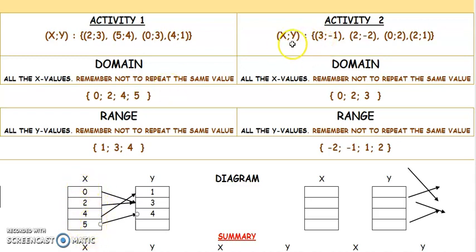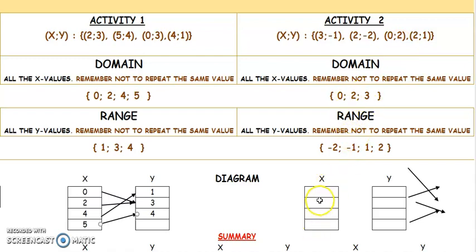The next coordinates, again, learners, in the form x and y, are 3 and minus 1, 2 and minus 1, 0 and 2, 2 and 1. So when I take out all my x values, keep in mind there are two 2s, so I only write the 2 once, in ascending order. And then I look at my range, learners. I'm going to go a bit fast here. My range is minus 2, minus 1, 1 and 2.